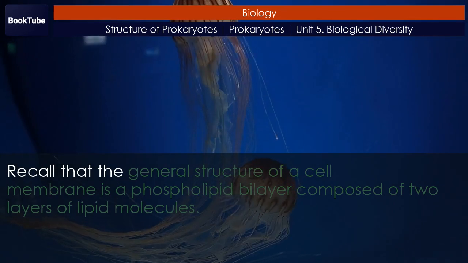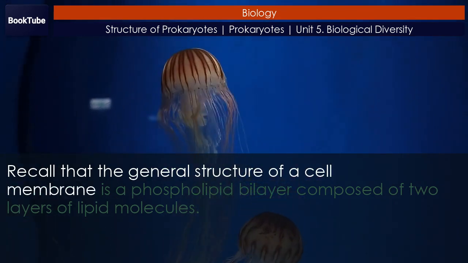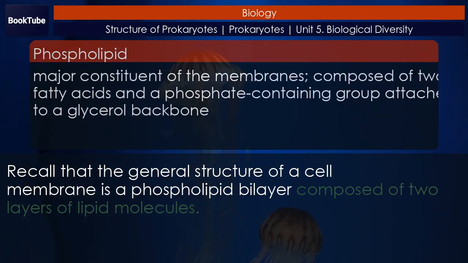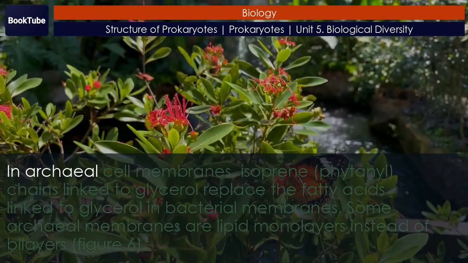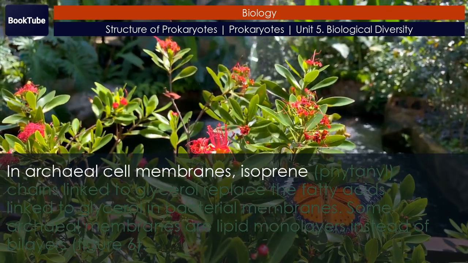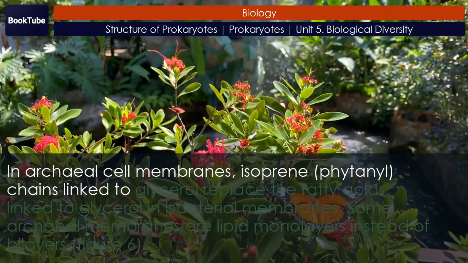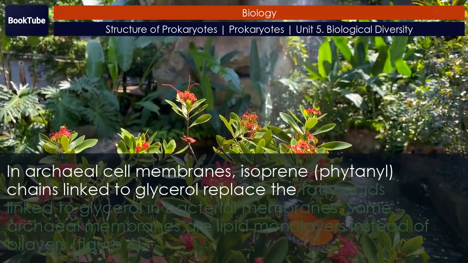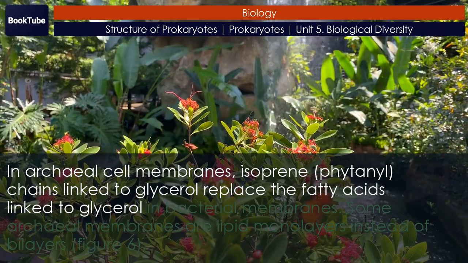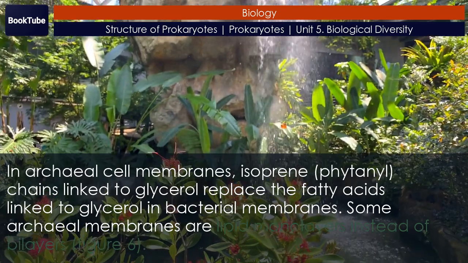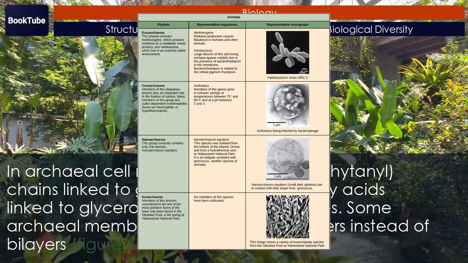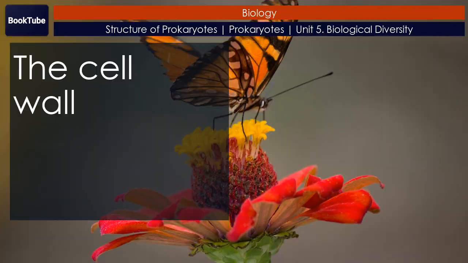Recall that the general structure of a cell membrane is a phospholipid bilayer composed of two layers of lipid molecules. In archaeal cell membranes, isoprene, phytanyl chains linked to glycerol replace the fatty acids linked to glycerol in bacterial membranes. Some archaeal membranes are lipid monolayers instead of bilayers. Figure 6. The cell wall.